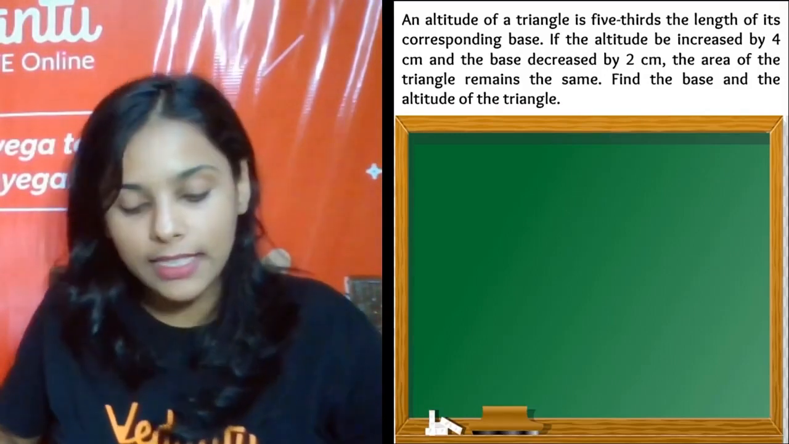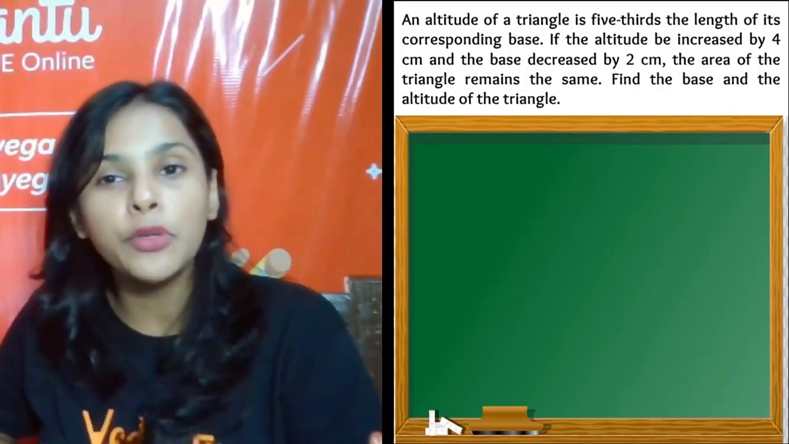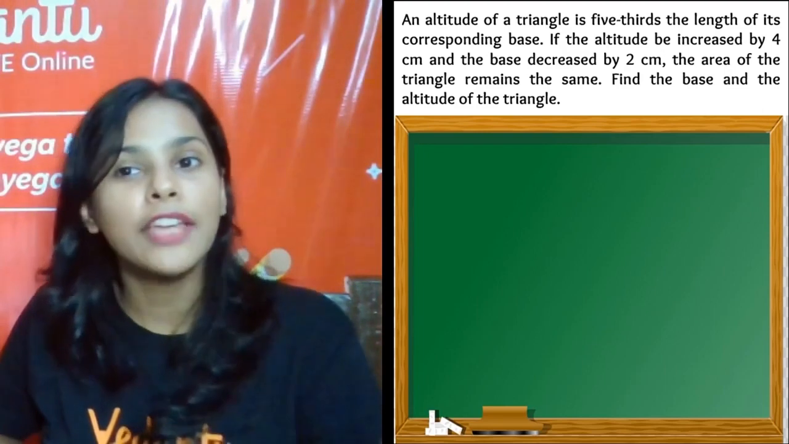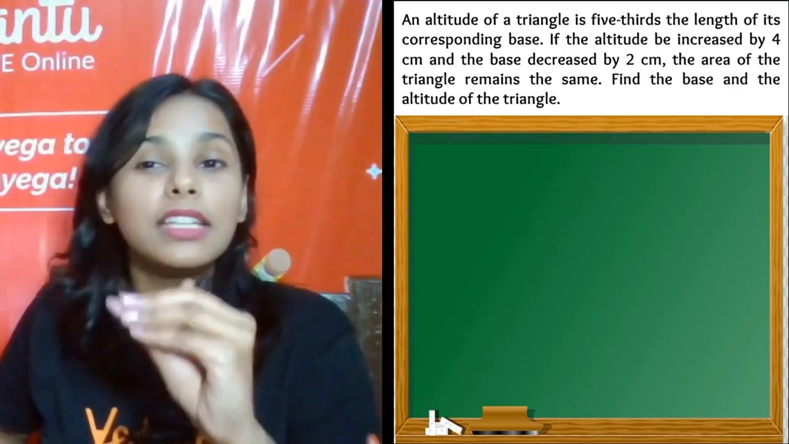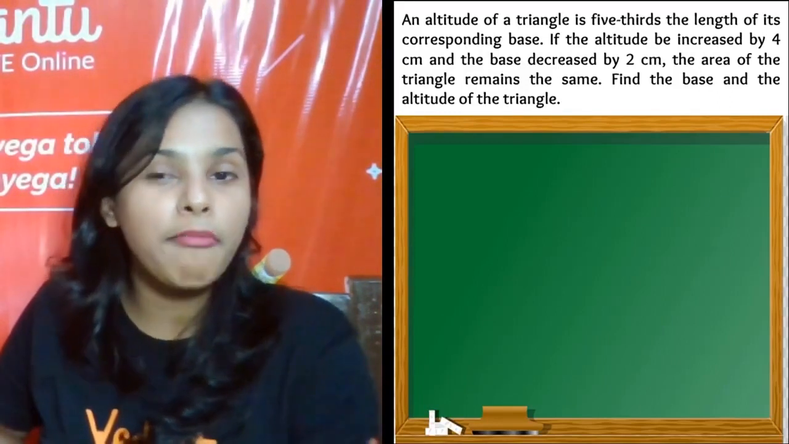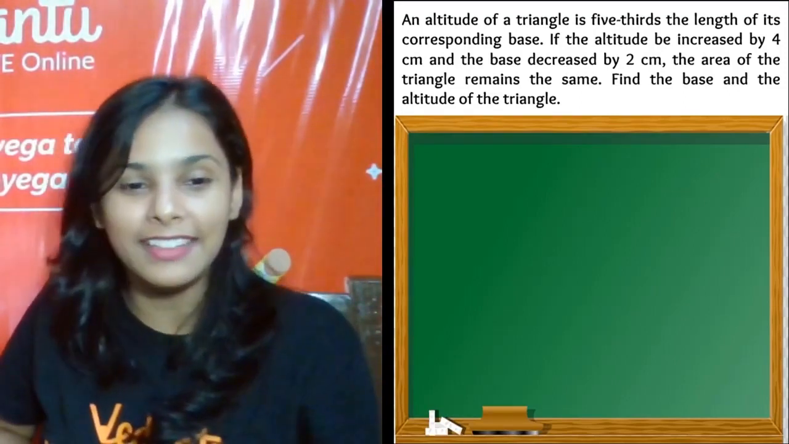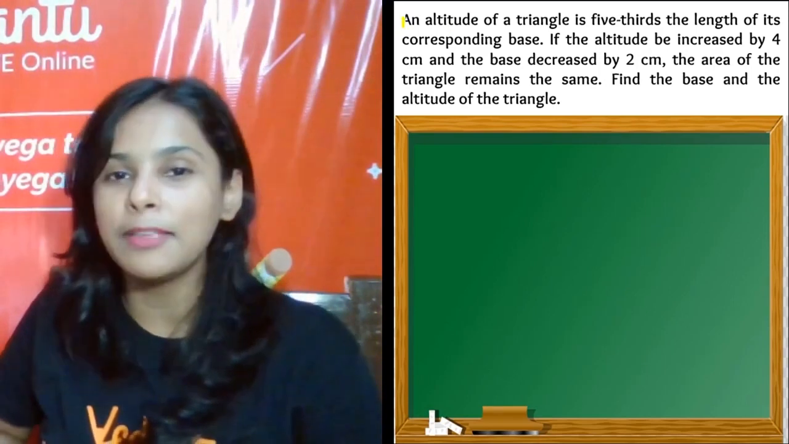So guys, let's move to another very important question which I have picked up from R.S. Agrawal. So guys, really important question. Let us quickly read the question. An altitude of a triangle is 1/5 the length of its corresponding base. If the altitude is increased by 4 cm and the base is decreased by 2 cm, the area of the triangle remains the same. Find the base and the altitude of the triangle. Isn't that confusing? Okay, so let me make it really simple for you.